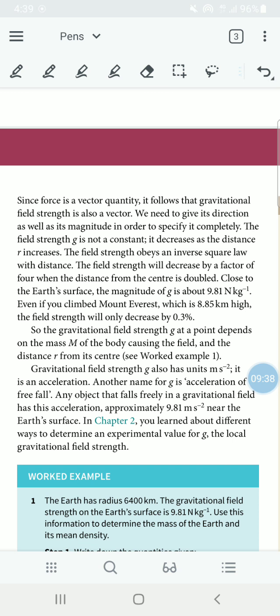Gravitational field strength is a vector because force is a vector. This strength decreases as the distance r between the two objects increases. When the distance is doubled, the field strength decreases by a factor of 4.